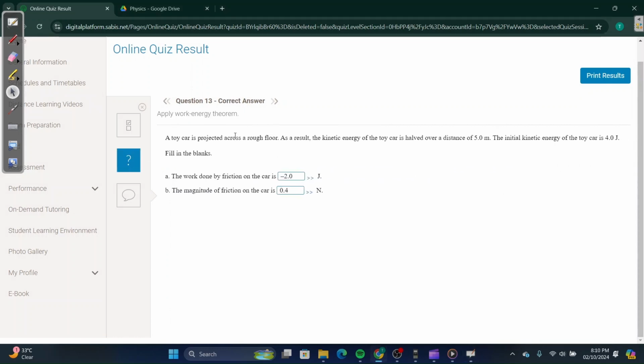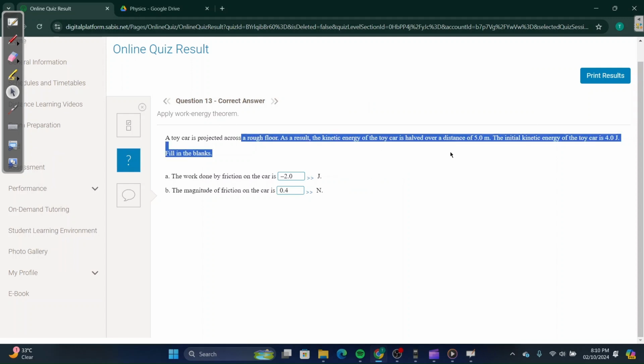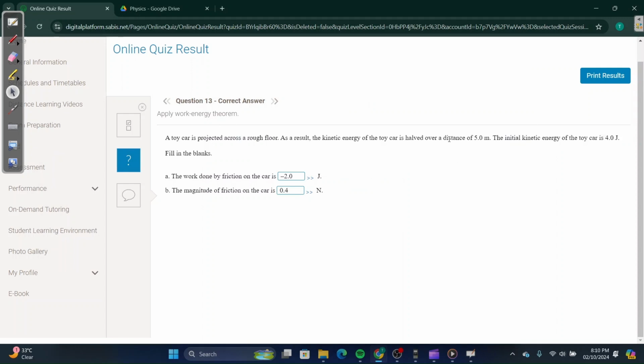I believe it's question 1 or question 3, something like that. I explained this. A toy car is projected across a rough floor. Let me just check if I'm recording my audio this time. Yes, I am. Beautiful. The distance is 5 meters. The initial kinetic energy of the car is 4 joules. Immediately once you have kinetic energy, think of the work energy theorem: delta KE is equal to work. You want to find delta KE, half mv squared. Do we know the mass? No, we don't. But they gave you the initial.